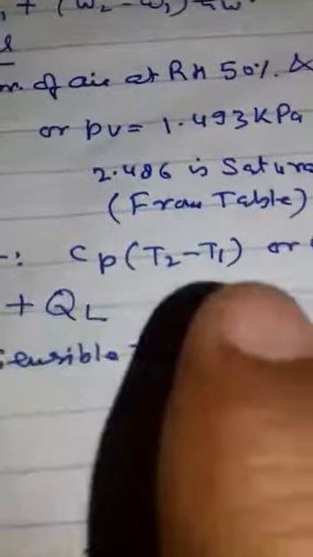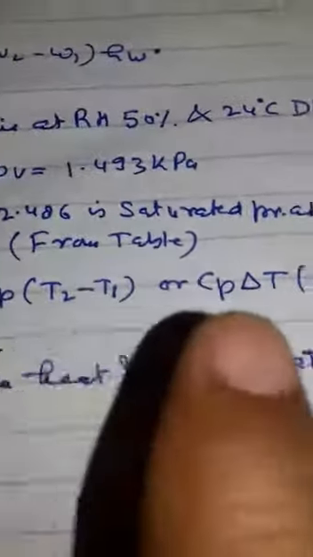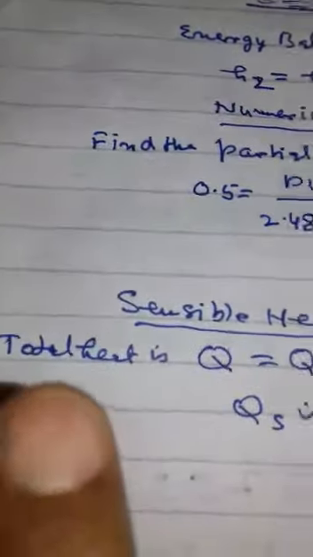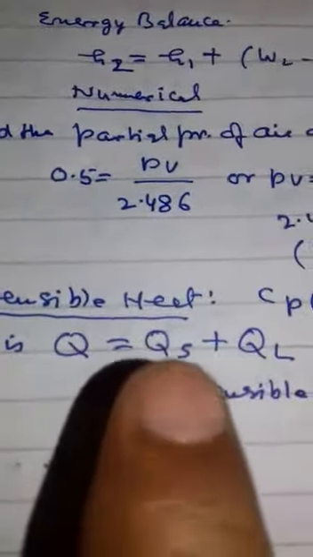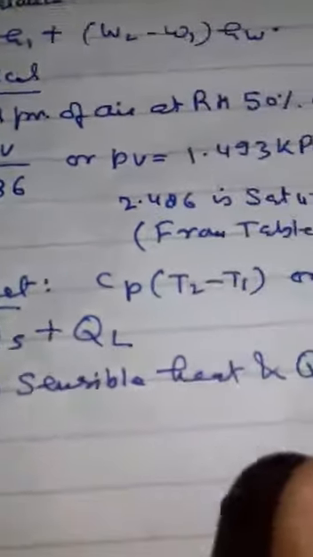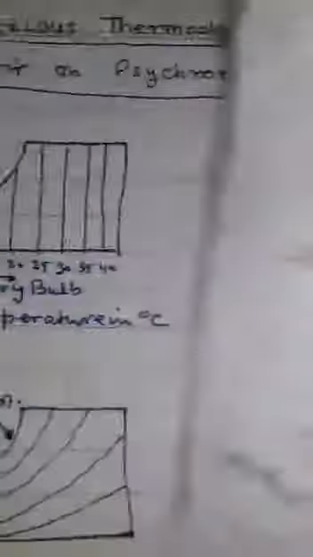Okay. Now the sensible heat. Sensible heat is Cp dT, Cp delta T, and delta T is written as T2 minus T1, the actual increase in temperature. So total heat is given by sensible heat plus latent heat, and QS is the sensible heat and QL is the latent heat. Okay.